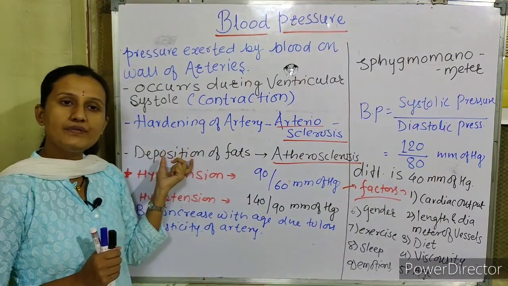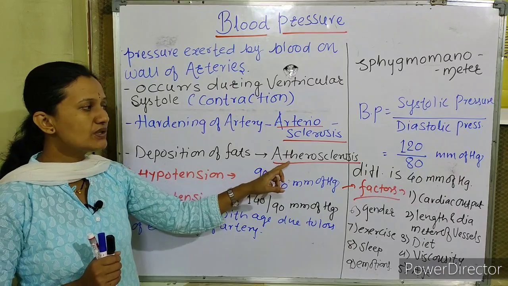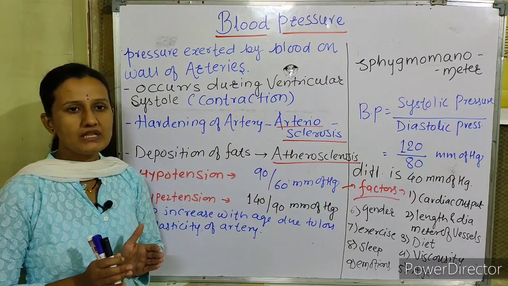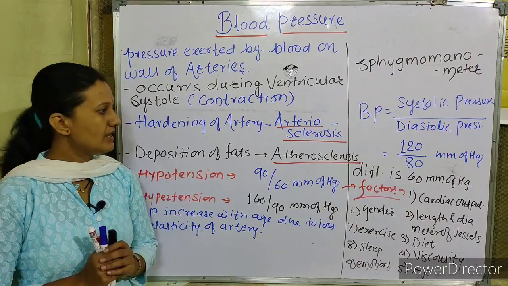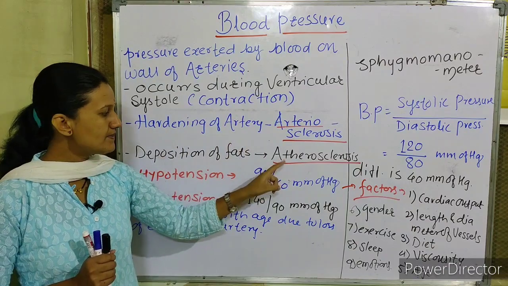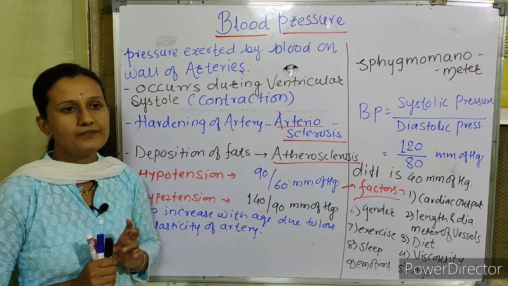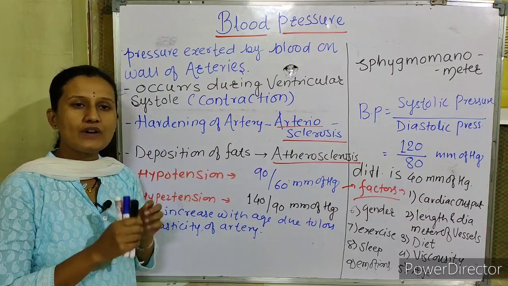Then again, one of the terms related to blood pressure is atherosclerosis. Please differentiate between these two terms. Arteriosclerosis: hardening of artery. That if R is present, hardening. If T is present, deposition of fat. That deposition of fat, cholesterol in the lumen of artery.